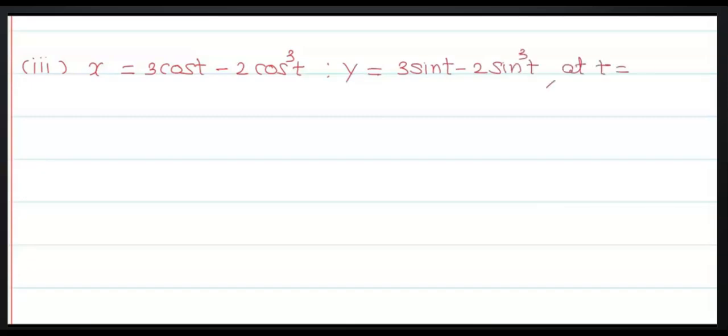Next is third. x is equal to 3 cos t minus 2 cos cube t, and y is equal to 3 sin t minus 2 sin cube t. This is the drilling of the differentiation. To find out the derivative, you must know the formulas. Then and then you can understand these lectures.